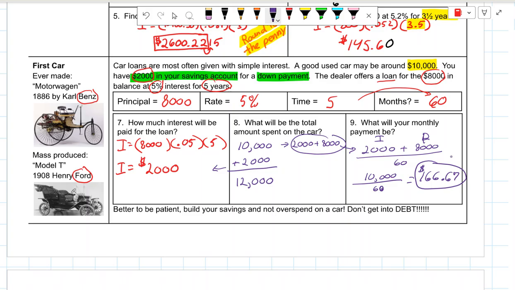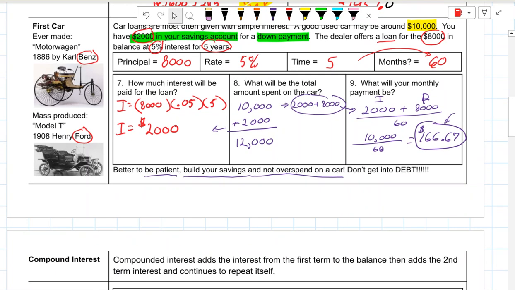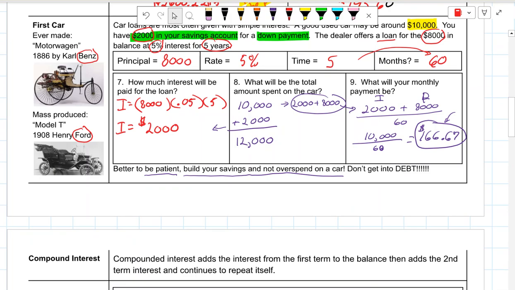Now, how can you avoid all this amount? Well, you can be smart. Being smart is being what? Patient. Build your savings and not overspend on a car. You'll find many people overspend on a car. They want the really nice one. All cars get you from one place to another. So you can get the luxurious one and spend a lot more money on it, which will be more interest. But the idea is you don't want to get into debt. So make wise decisions.